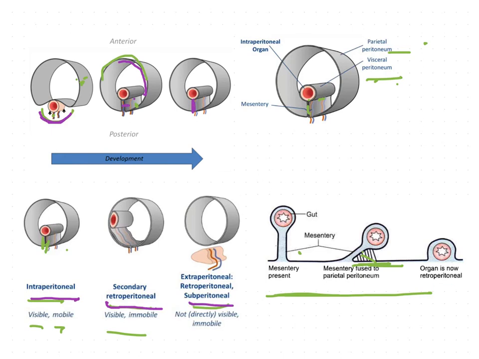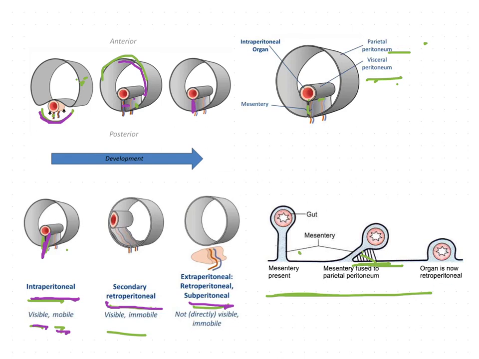And the next one is the extraperitoneal or retroperitoneal or subperitoneal organs. Many organs within the abdomen are suspended by the folds of the peritoneum. Such organs are mobile. The degree and direction of mobility are governed by the size and direction of this peritoneal fold. So the intraperitoneal organs are visible and also mobile.